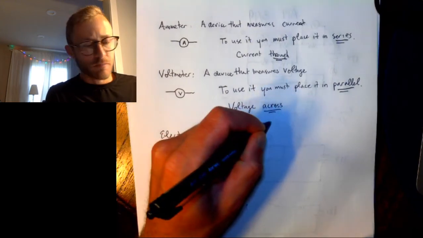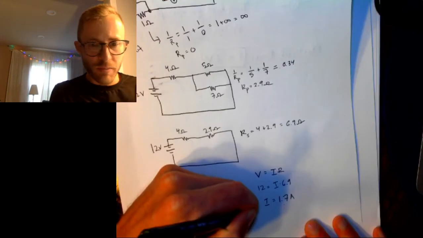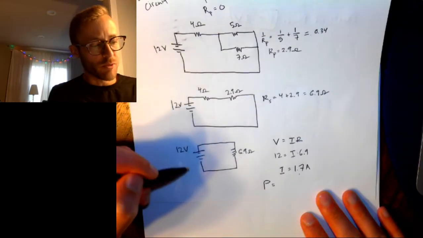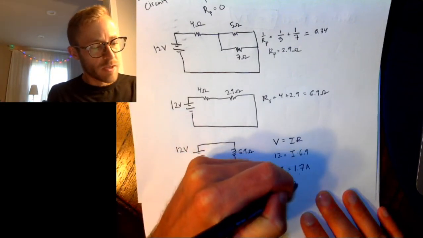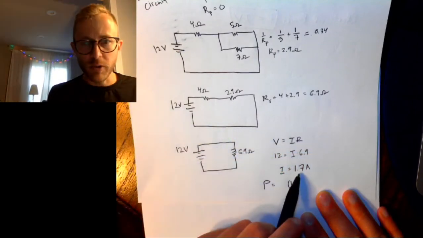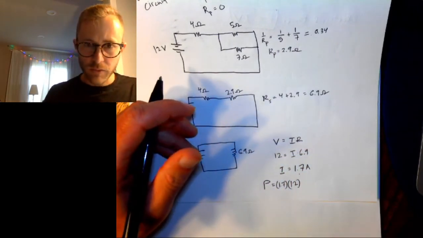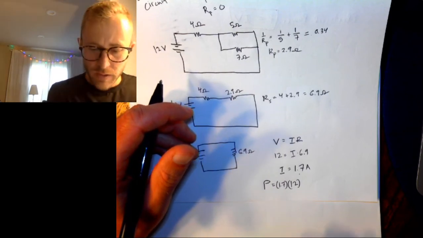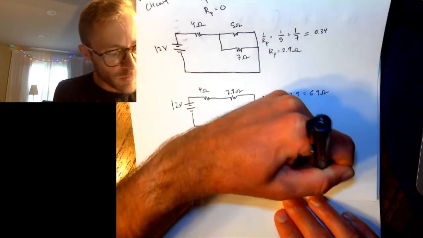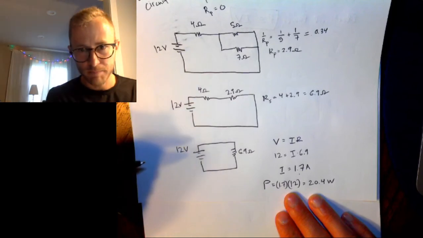And if I flip the page over, we could calculate what is the power output of the battery. The power equals I times V. Well, the battery has a voltage of 12 volts, and it has a current of 1.7 amps. All right, so if I work that out, 12 times 1.7 equals 20.4 watts. So this battery is outputting 20.4 watts of power. Okay.